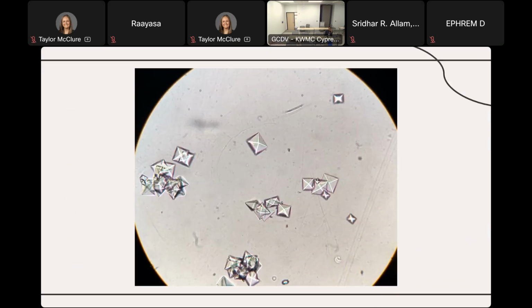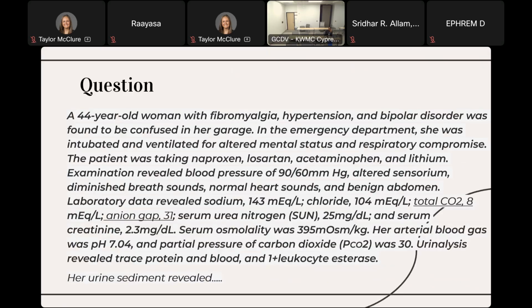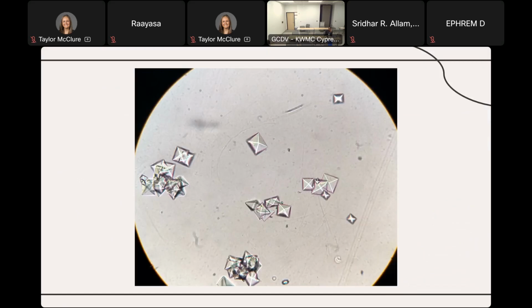What are these? Everything is a crystal, but what kind of crystal is that? This is for the antifreeze. What is the name of the crystal? These are calcium oxalate crystals, envelope-shaped calcium oxalate crystals. So you have a patient who's encephalopathic, with extremely severe metabolic acidosis, very high serum osmolarity, and calcium oxalate crystals in the urine. What's the diagnosis? Antifreeze toxicity, right?